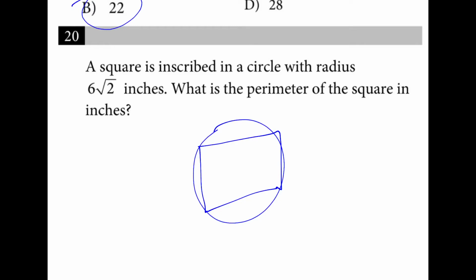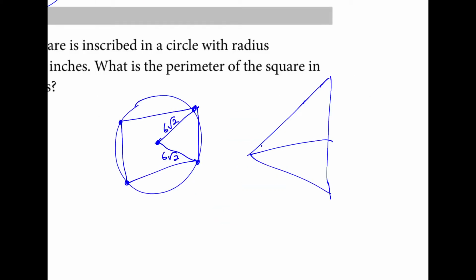So here is a circle with a square inscribed in it. That means that these corners are on the circle. And since the radius is 6 root 2, that means that we can create this triangle here with distances 6 root 2 and 6 root 2. So if I pull this out, this is a 45-degree angle, which means so is this. And since this is 6 root 2, that means this is 6 and this is 6. So is this. 12, 12, 12, and 12. The perimeter is 48.